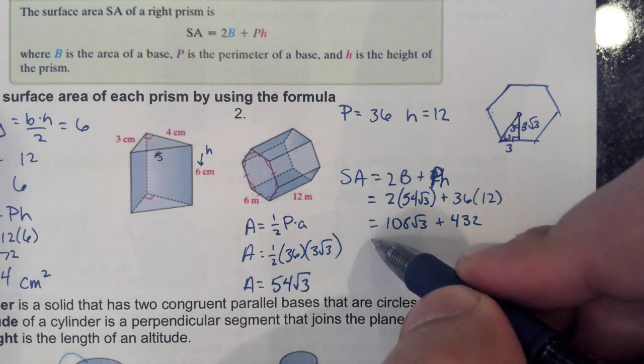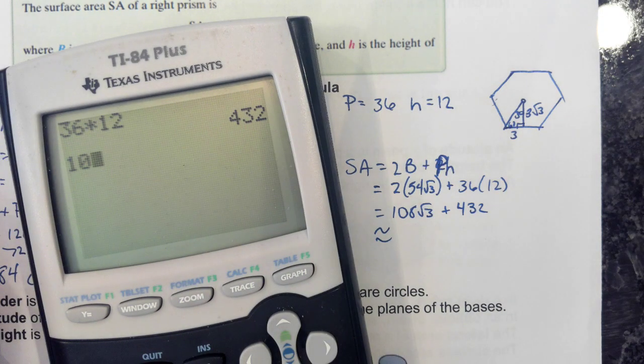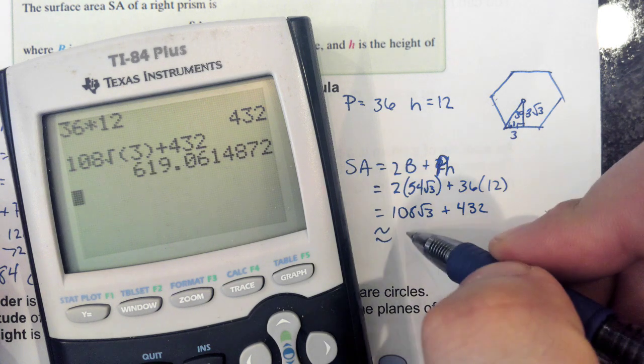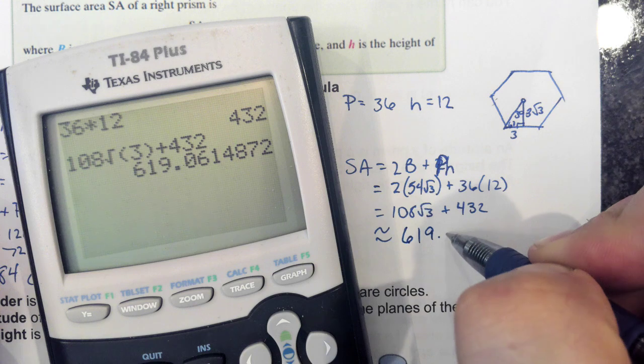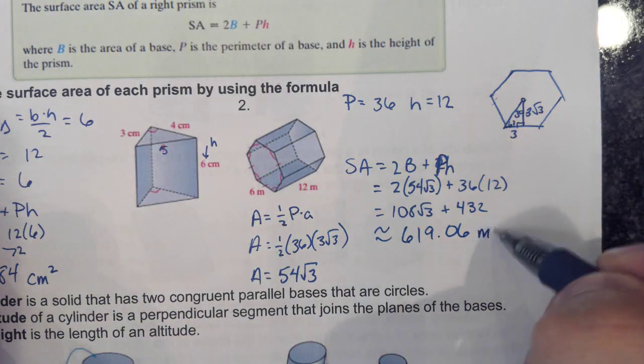If they want a 2 decimal approximation, you would type that into your calculator. 108 square roots of 3. Make sure you close that parenthesis. Plus 432. That would be about 619.06 square meters.